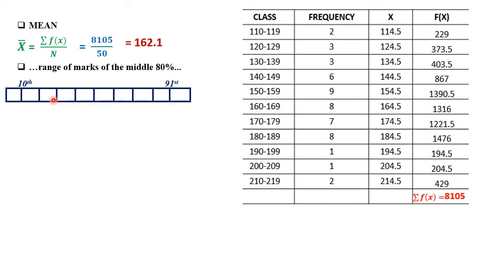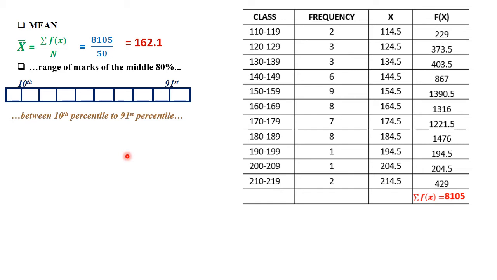Okay? If I have, say, this 10 means we have 1 up to 9th value before that. This 91st means we have the 92nd up to 100th value after that. So somewhere between that, that is the 11th up to the 90th, they form the 80% middle, the range of marks. And so what do we need to do? To operate the question, we look for the 10th percentile and the 91st percentile.